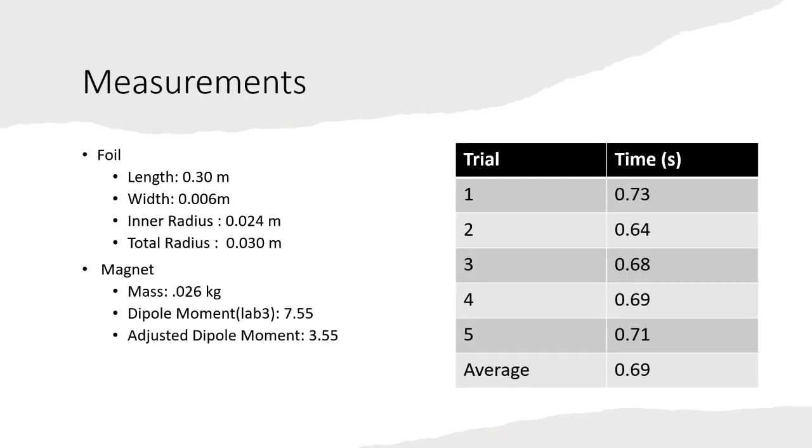These were the measurements from the initial experiment. The foil was 30 centimeters in length, 6 millimeters in width, with an inner radius of 24 millimeters and a total radius of 30 millimeters. The magnet was 0.26 kilograms. The dipole moment that we took from lab 3 was 7.55, and the adjusted dipole moment that I was talking about earlier we used as 3.55. These are all our trial times and the average right here.